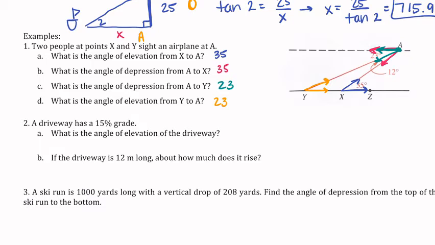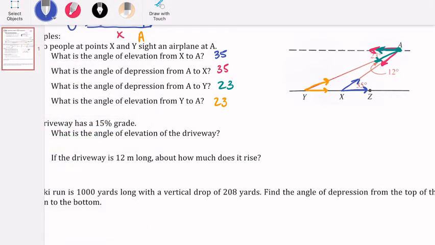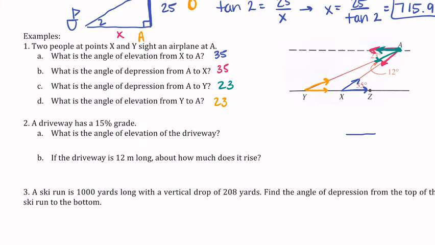A 15% grade is like an incline, but it's not a degree incline. It's in a different kind of unit. So we can turn this into a trig problem by giving ourselves a triangle. So again, I'm always going to draw my triangle here. I'm going to draw a little triangle over here for this problem. And what a 15% grade means is that your driveway is being elevated 15 degrees.